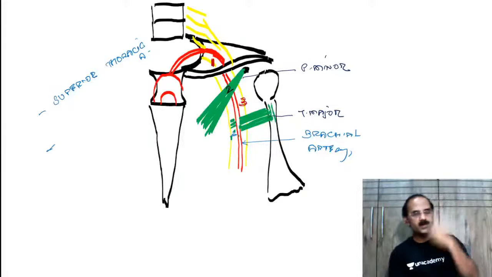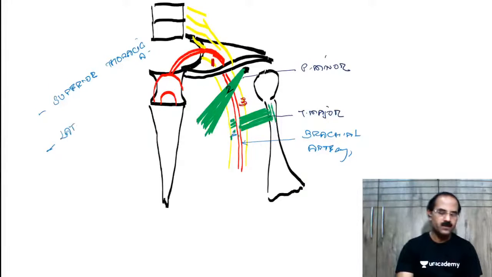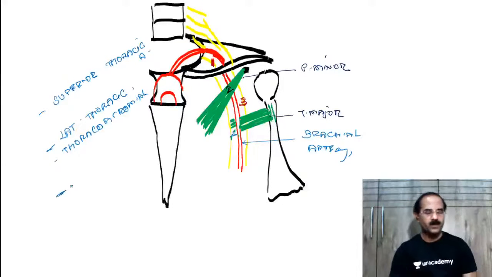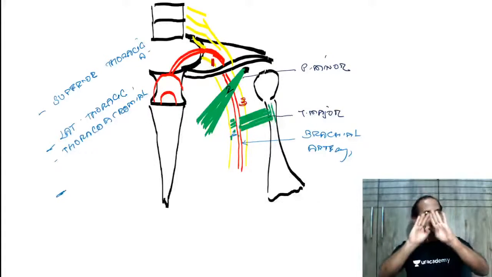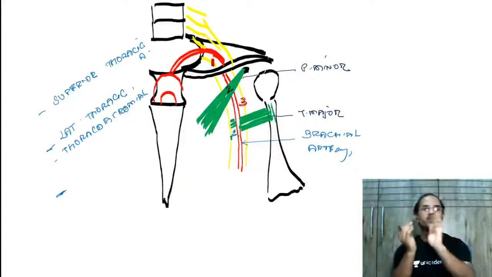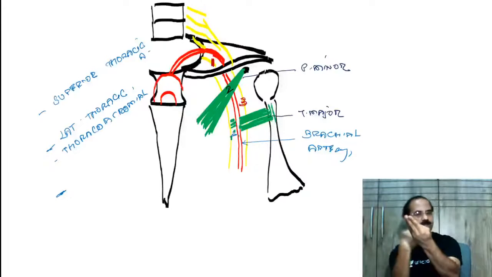From the second part, you get 2 branches. One is the lateral thoracic, and the second one is the thoracoacromial artery. And from the third part, you get 3 branches, out of which 2 arteries are going to wind around the humerus. One winds from front, one winds from back.